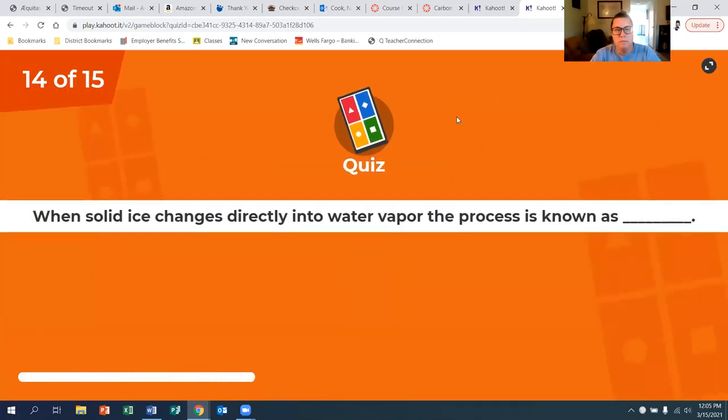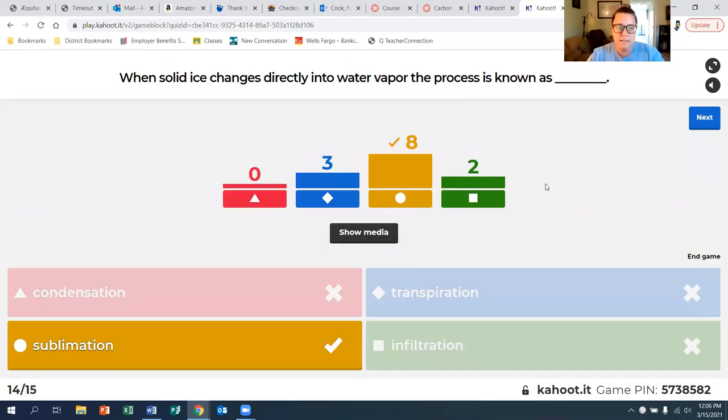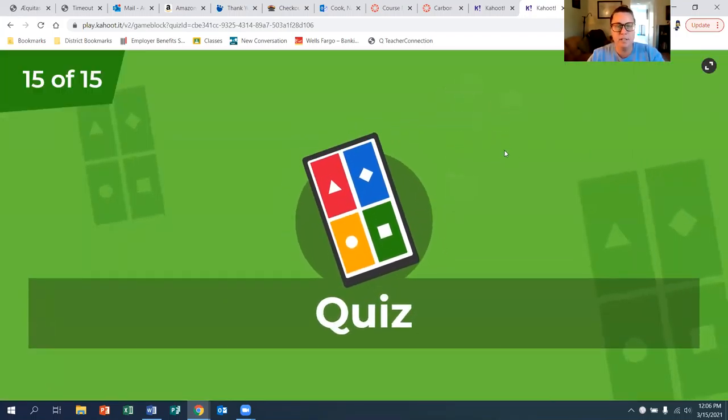Two questions left. When solid ice changes directly into water vapor, we know that as you're going from a solid to a gas, skipping the liquid phase, solid to a gas. Solid to a gas is sublimation. We did that with dry ice. Little movement there. Last question.